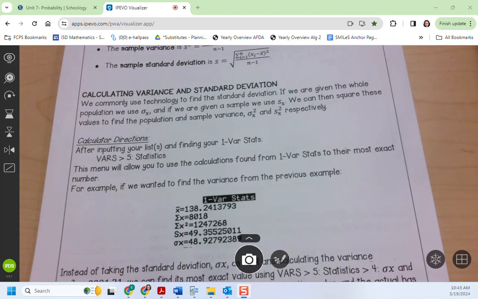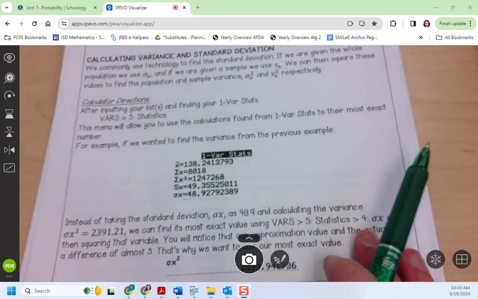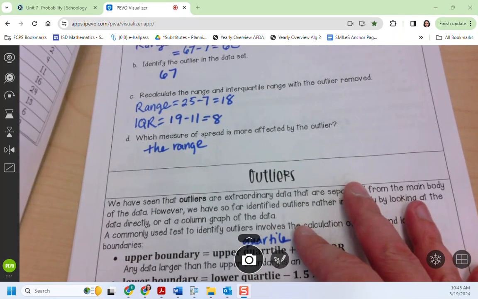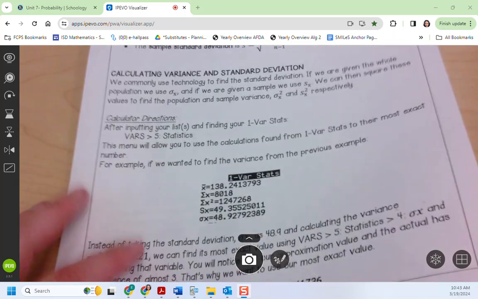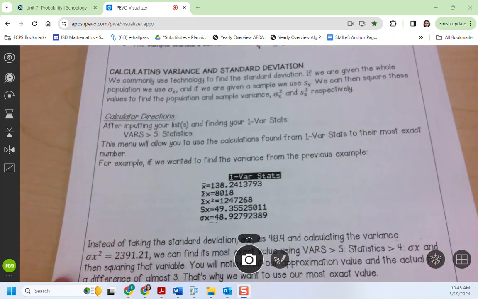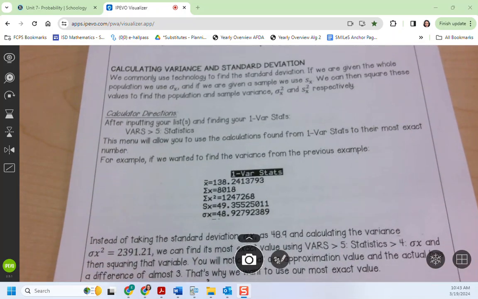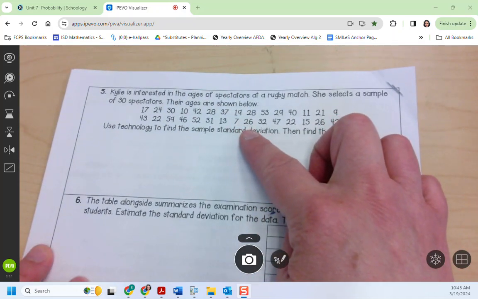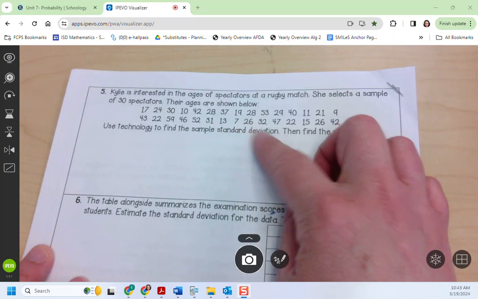So we need a data set. Maybe it's on the next page. We're going to enter a data set. Let's enter that data set for number 5 so we can try to find the standard deviation and the variance. Okay? So turn the page. And let's all do this now. Everyone should have a calculator on their desk, and let's all enter the list about a sample of 30 spectators at a rugby match. Check on your neighbor.